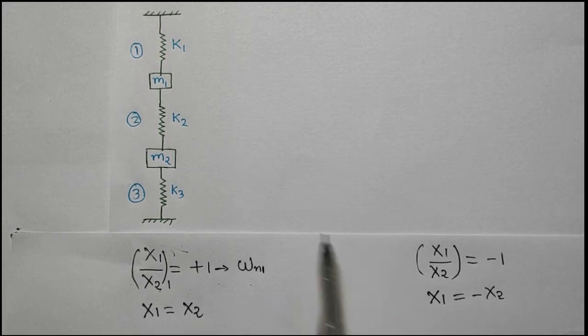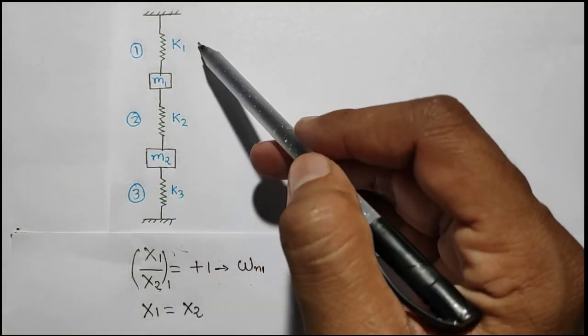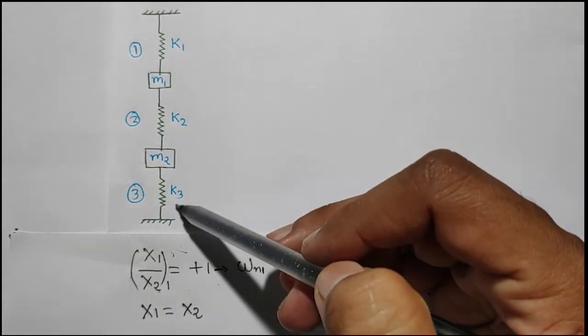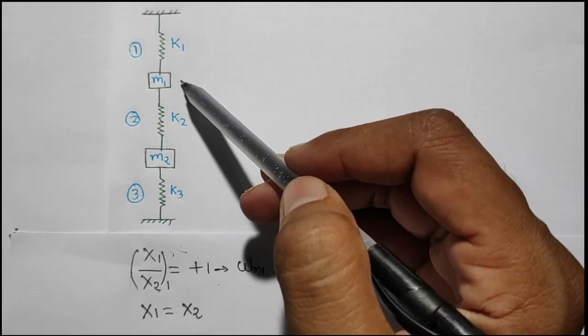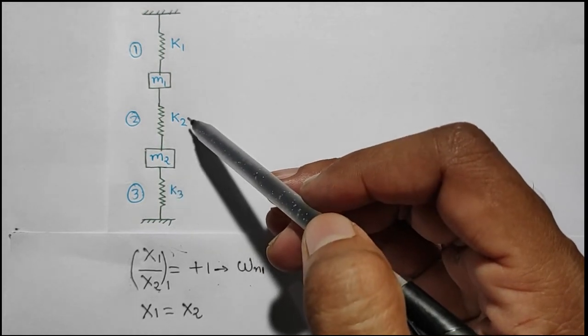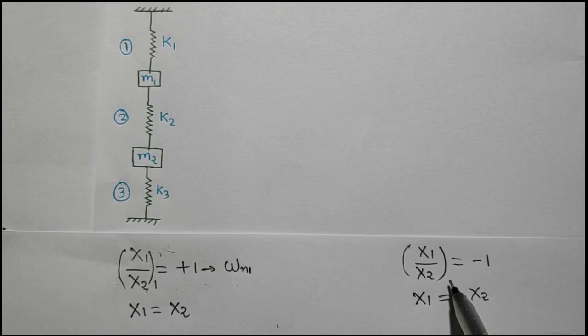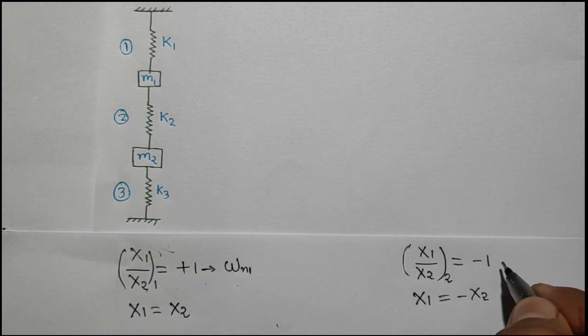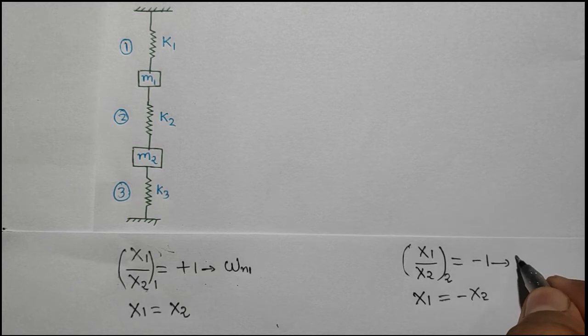Means if mass m1 moves in the upward direction, then mass m2 will move in the downward direction. If mass m1 moves in the downward direction, then mass m2 will move in the upward direction. This equation indicates that at a particular frequency omega n2, the system has a particular pattern of vibrations, means one more mode shape. If I write 2 in the subscript of this equation, then this 2 will indicate that we get the second mode of this system, which corresponds to the second natural frequency omega n2.